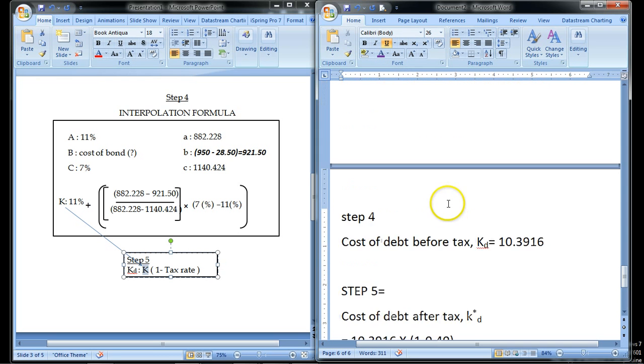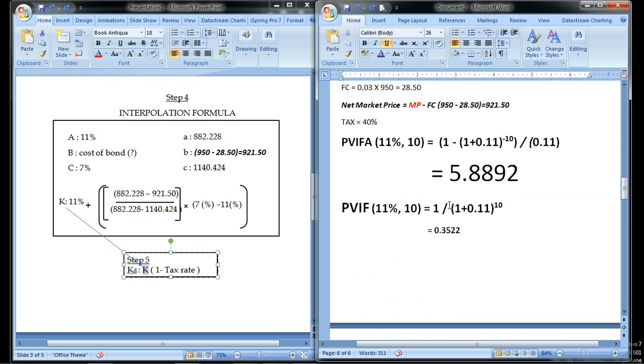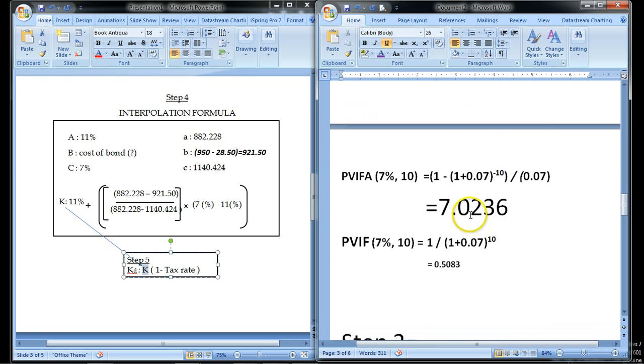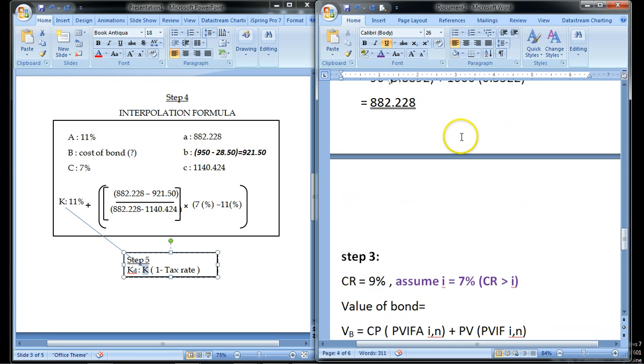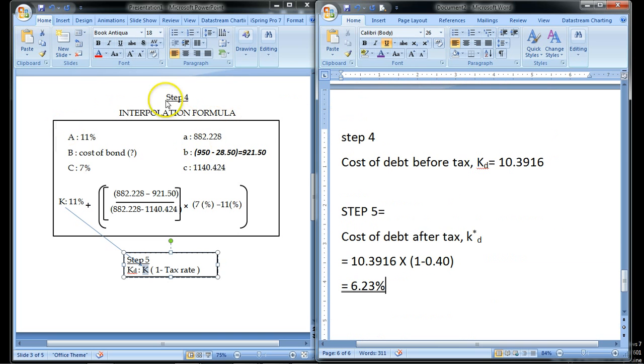It's simple, class. The important thing is your information. You need to extract correctly. Then you need to calculate your PVIFA and PVIF. Correct formula for both percentage. First step 11, second 7%. Then you sub into step 4. This is the way I have shown it on my left side. So you put it as 11, 7, 882. All these step 4 you can get from your step 3 and step 2. This is step 2, step 3, and this is step 1.